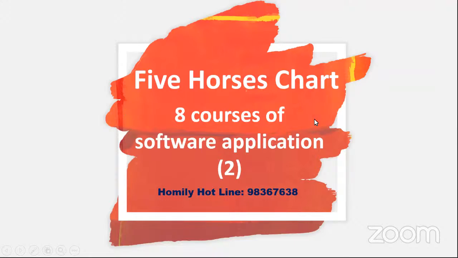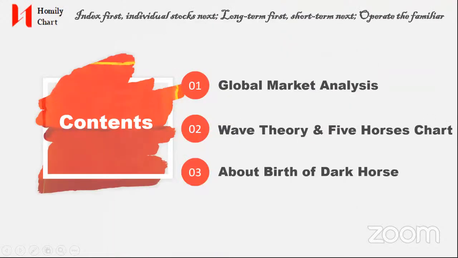Contents for the day. First part, still we're going to talk about the market performance, the global market analysis. The second part, I will talk about the wave theory and also the 5 houses chart, because our 5 houses chart is something related with the wave theory, okay? Alias wave theory, right? So I will talk about the details later.